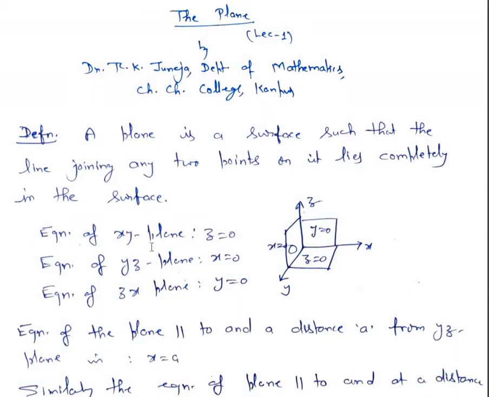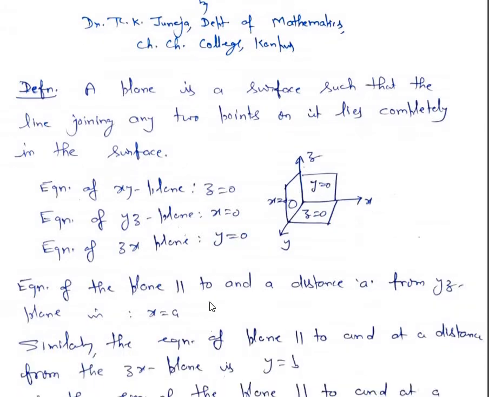Now, equation of xy plane. What is xy plane? Xy plane is this one. And on xy plane, z coordinate is always 0. So equation of xy plane is z is equal to 0. Similarly, equation of yz plane is x is equal to 0. And equation of zx plane is y is equal to 0.